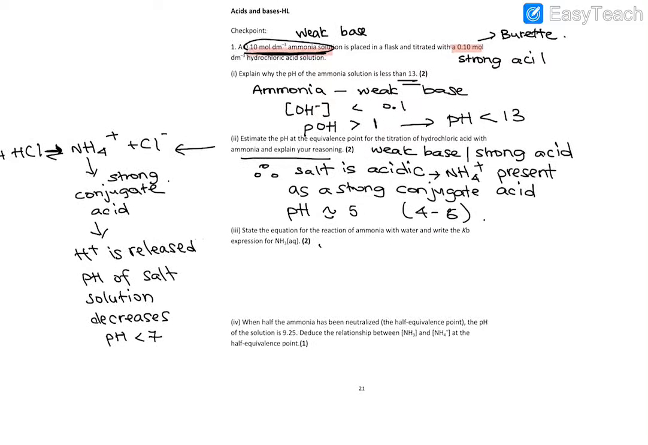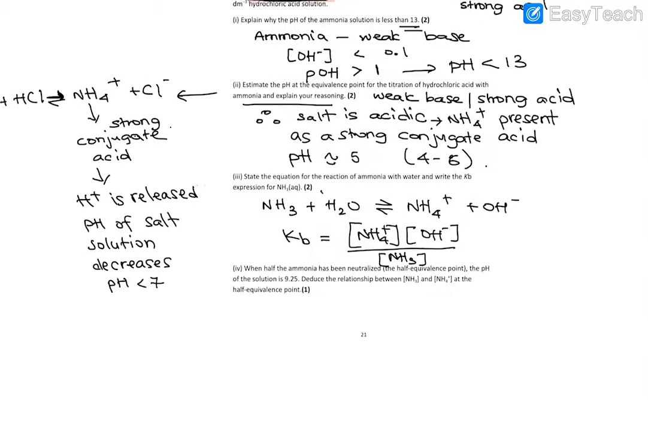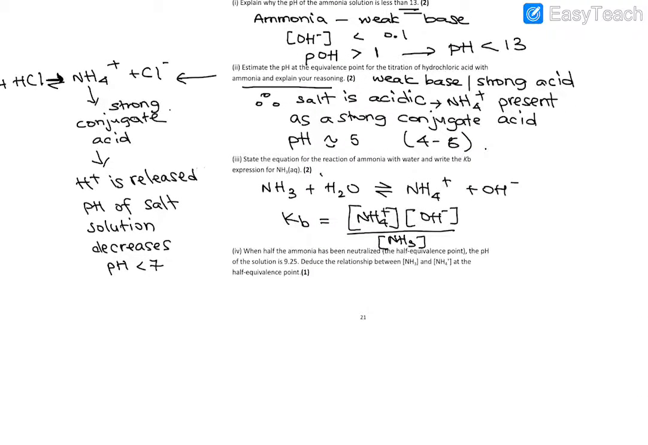Now this is the equation for the reaction between ammonia and water, and write the Kb expression. In water, ammonia is going to release OH minus ions, and this is a reversible reaction. The expression for Kb is the concentration of products over concentration of reactants, of course without the concentration of H2O included. Now, when half of the ammonia has been neutralized, so half equivalence point, the pH is given. At half equivalence point, we know that pOH is equal to pKb. So here the pH is given.